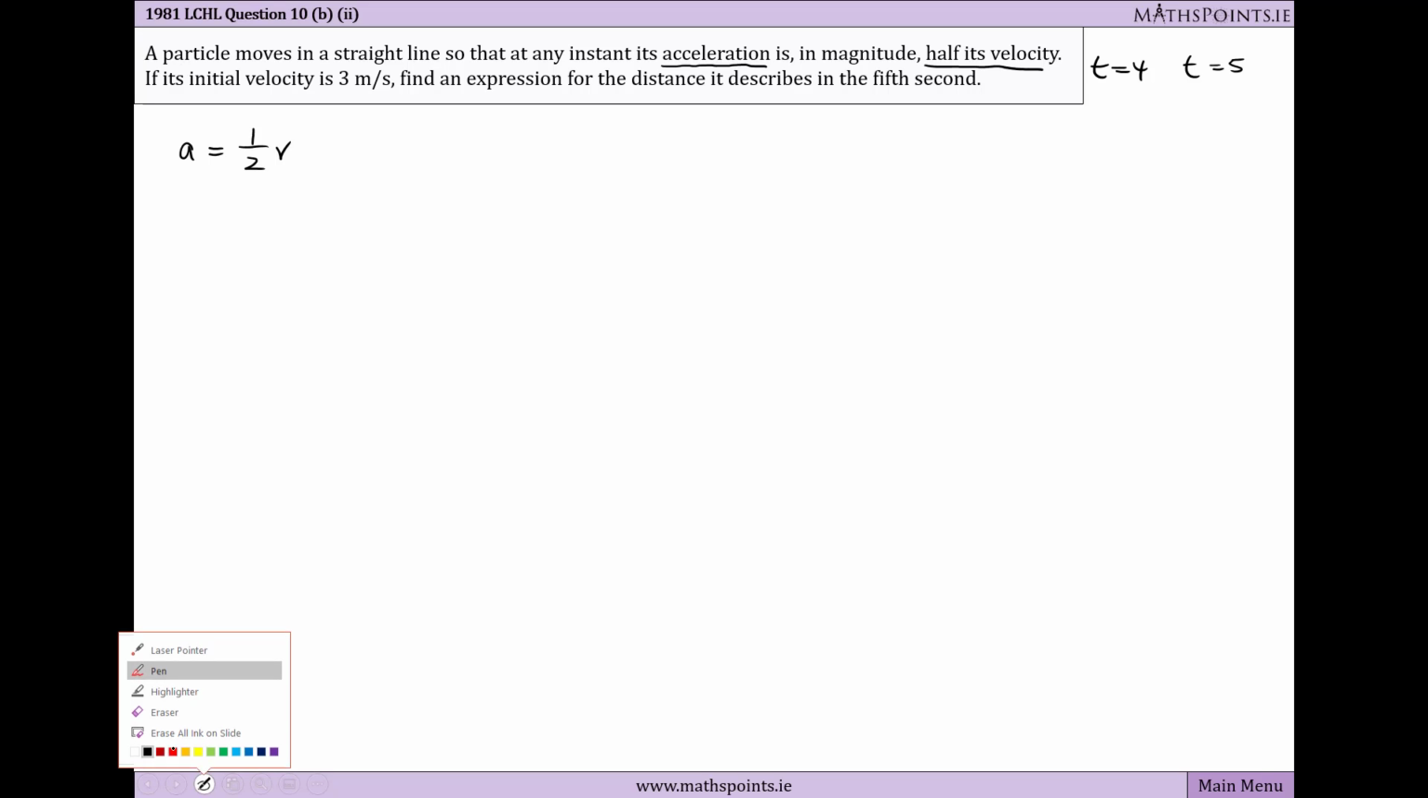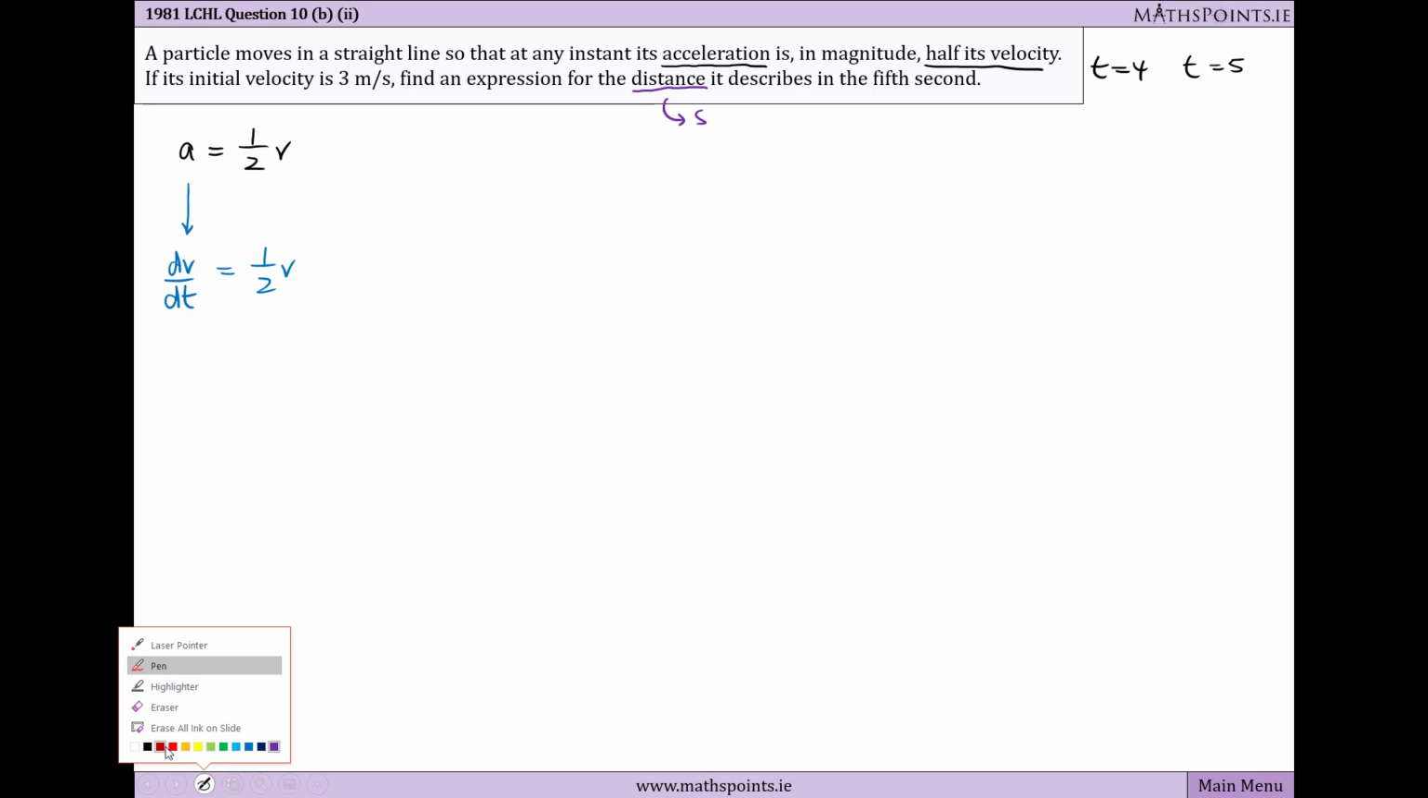Now we know that acceleration is the change in the velocity over time, so dv dt, and so we can say that dv dt is equal to a half v. The problem with this differential equation is that this combines velocities and times, and we're interested in finding a distance, and we're going to call that distance s. So this formula on its own won't find a distance for us.